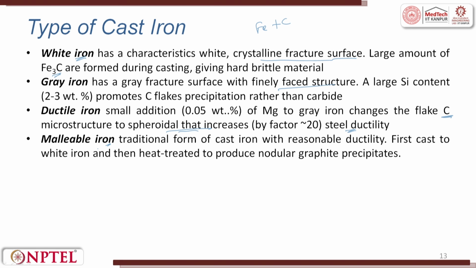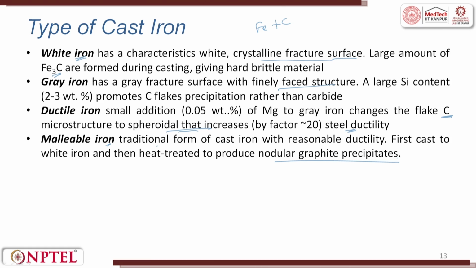The last one is malleable iron, a traditional form of cast iron with reasonable ductility. It is first cast as a white iron and then heat treated to produce nodular graphite precipitates. See, if you look into ancient civilization or ancient culture, like go to temples or kingdoms or museums where they display the king's door or his sword, they will always have a lot of cast iron, because that gives them the freedom of shape.